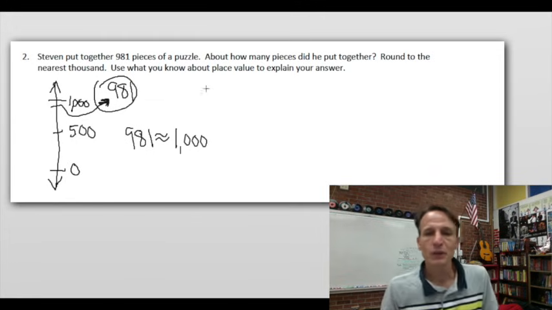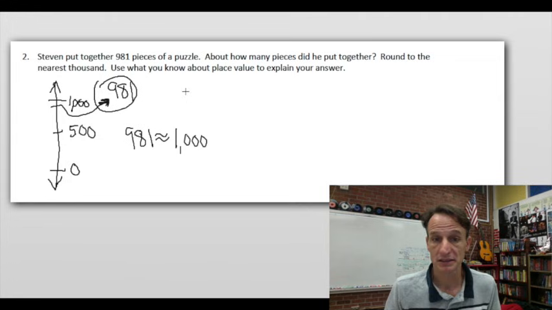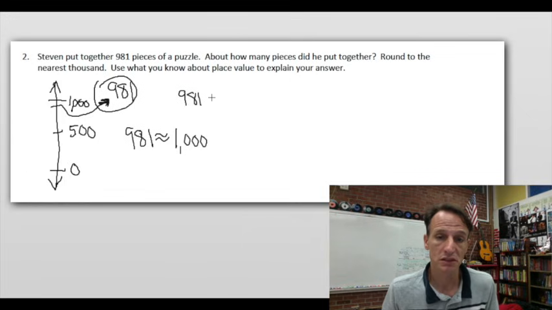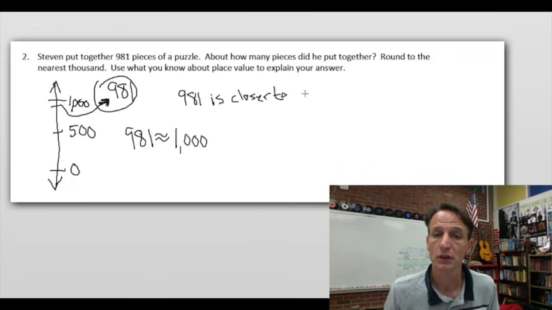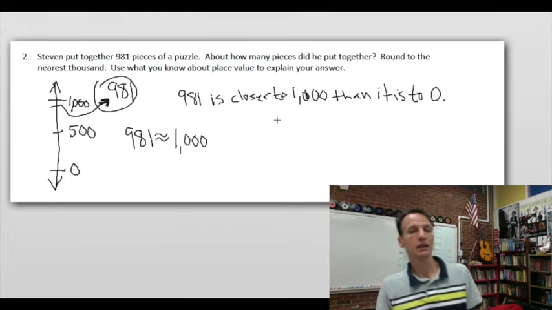Now, use what you know about place value to explain your answer. Well, we could simply say that 981 is closer to 1,000 than it is to 0. And there are plenty of other explanations there.